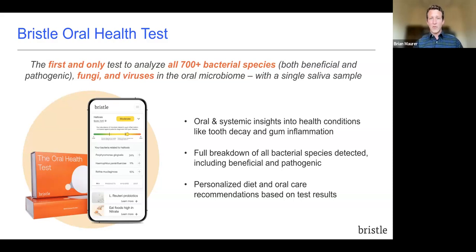What this allows us to do is give you those oral health insights you're looking for, but also start to give you systemic insights, looking at things like gut inflammation or nitric oxide production. We'll also provide a full breakdown of all the bacterial species we detect, and that'll enable us to start getting more personalized with the types of diet and oral care recommendations we're giving patients based on their results.